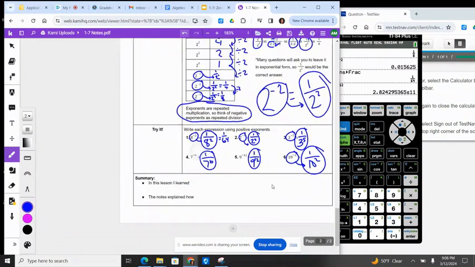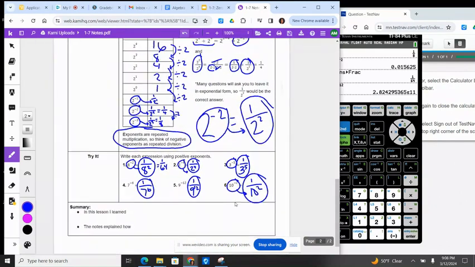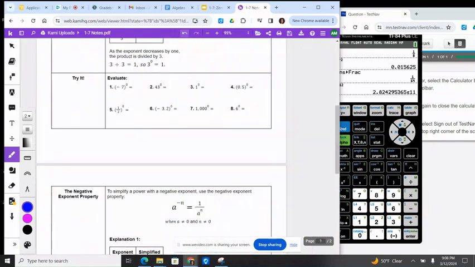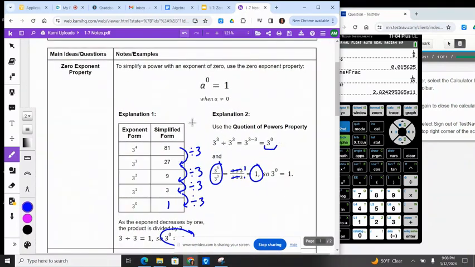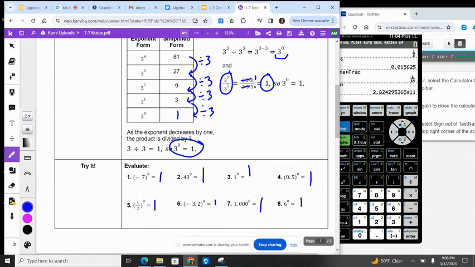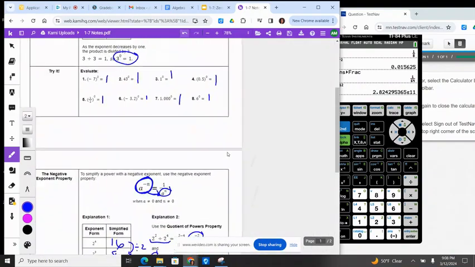Okay, so we are done with notes for today. You can go ahead and write your summary, write 2 sentences. In this lesson, I learned, the notes explained how, use your own words, revisit your notes, use vocab that we just went over. The main thing we talked about was the zero exponent property that said any number except for 0 taken to the 0 power is going to be 1. So 1,000,000 to the 0 power is 1. 0.2 to the 0 power is 1. Any kind of number except for 0 is 1.